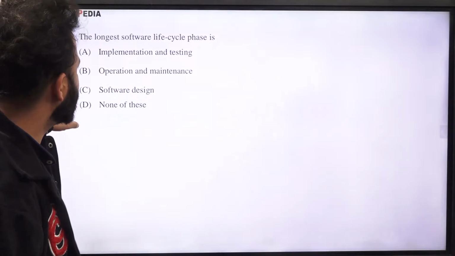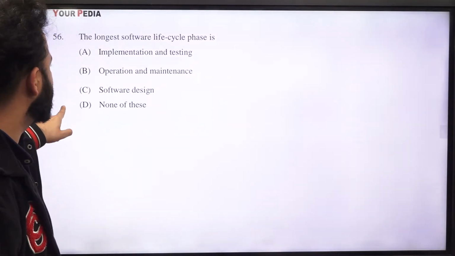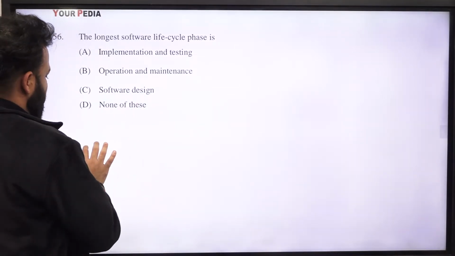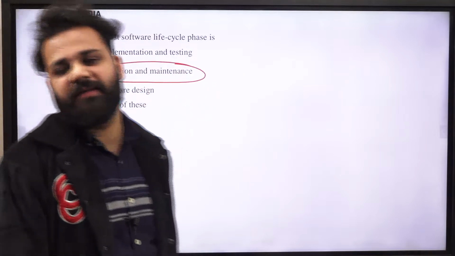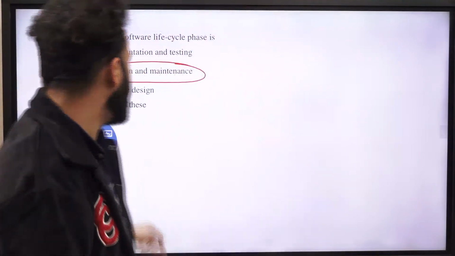The longest software life cycle phase is, so the longest life cycle phase will always be operation and maintenance. It is performed at the end and it will continue for a much larger period of time as compared to other phases.